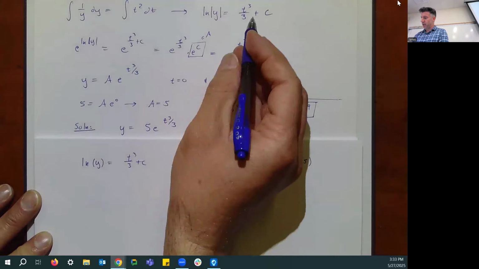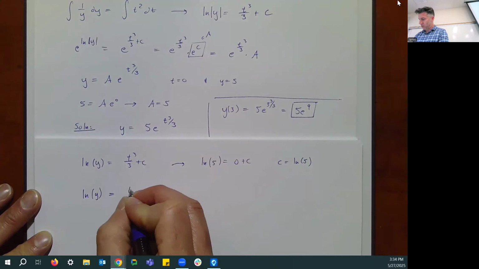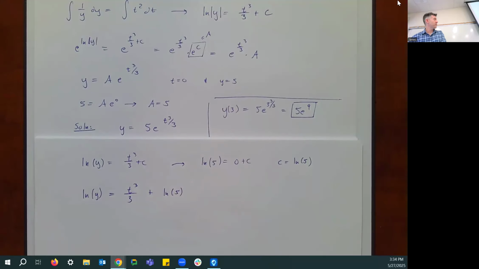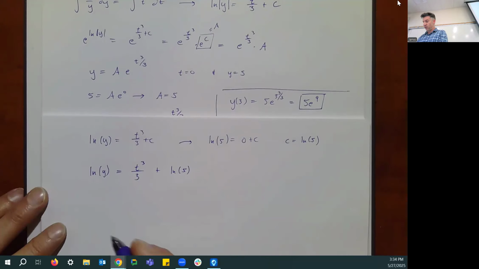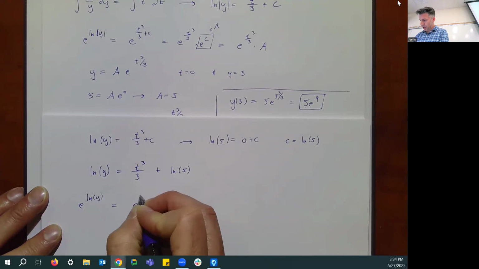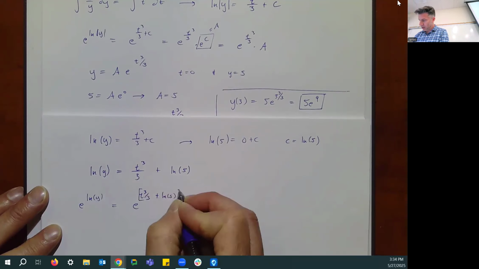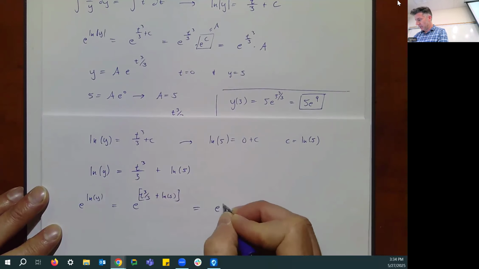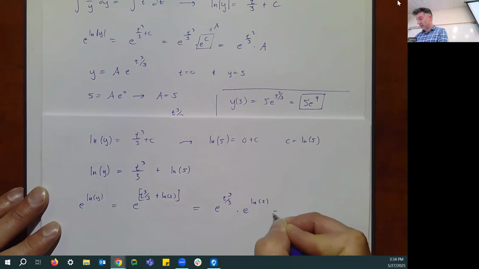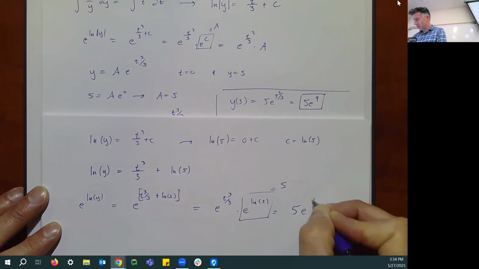So now if I go back here and say the natural log of y, and I am going to ignore the absolute value because your instructor does, and we can. So if you want to do it this way, cool, but then we have to be extra careful when we're doing the rest of this. So then e to the natural log of y equals e to the t cubed over 3 plus natural log of 5 in the exponent. But then we're going to break that up as e to the t cubed over 3 times e to the natural log of 5. And then e to the natural log of 5, that's equal to 5. So we get 5 e to the t cubed over 3.